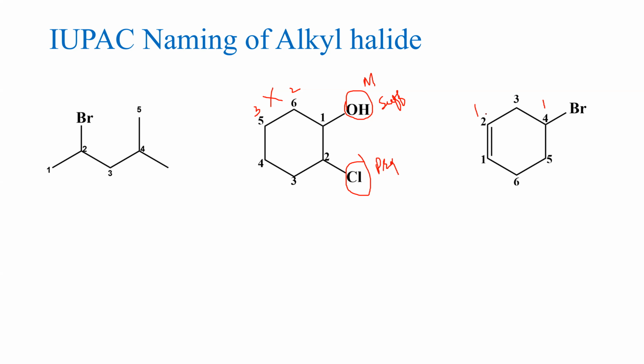But if I go for 1, 2, 3, 4, 5, then I'm giving this the higher number, right? So I have to go for the substitution with the lowest number, which means the highest priority, and assign the lowest numerical number. So this way is the right way to number that parent chain, and then to name it as per the IUPAC rule. So I will show you the answer.